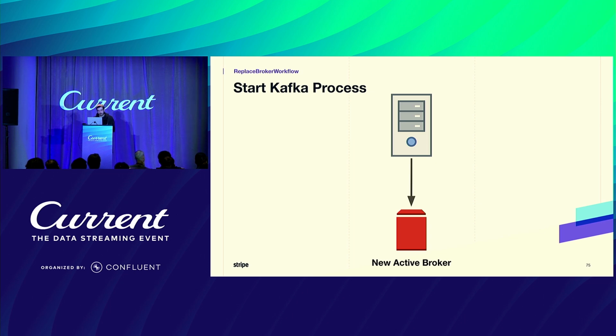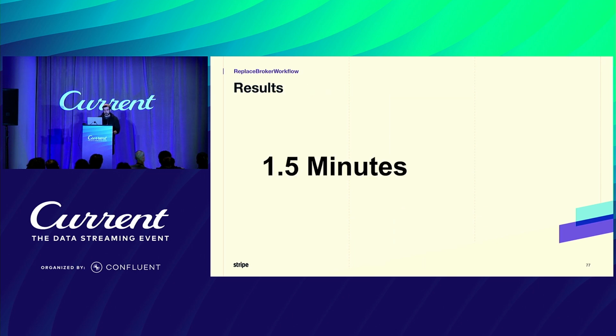We've seen good results with this. So as I mentioned earlier, it took about 20 to 30 minutes to get into a state where we didn't have under-replicated partitions. But with this EBSM replacement strategy, we were able to get this down to about 1.5 minutes, which is a 90% reduction, which is pretty good.